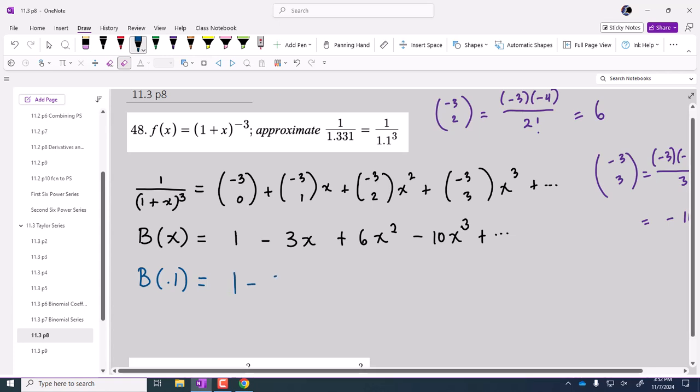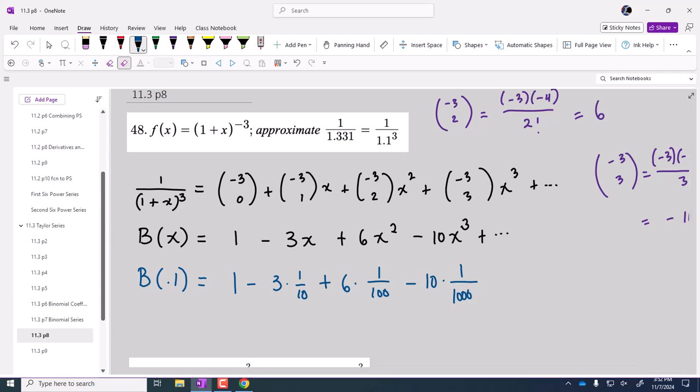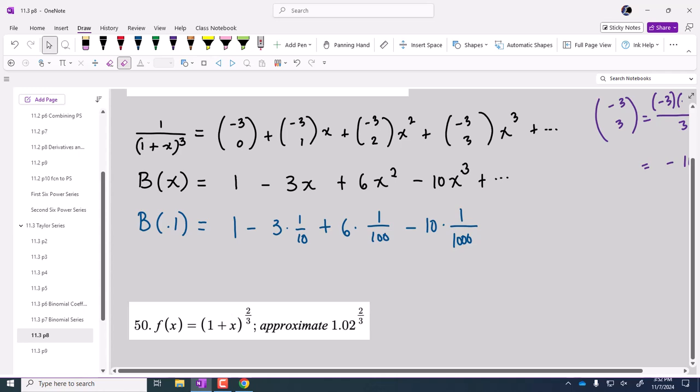And 0.1 of course is a tenth. So we would do this kind of thing. And if we use 4 non-zero terms, which is what they said to do, the first 4 non-zero terms, then that is going to be our approximation. So we would simplify it, type this all into your calculator and get a fraction.